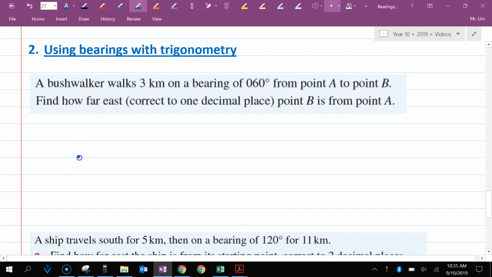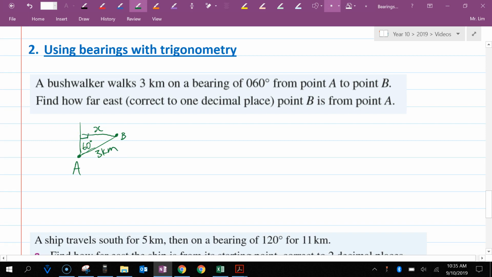So here's point A. This is walking on a bearing of 60 degrees. So from north, 60 degrees might be around here, to point B. Find how far east. So we need to work out x, how far east point B is from point A. And I just need to put in that 3 kilometers. Okay, so here we've got a right angle triangle.